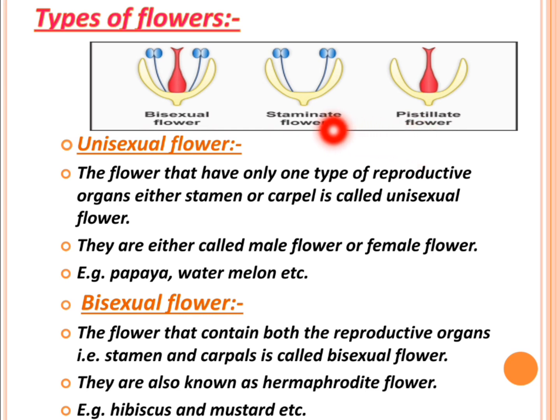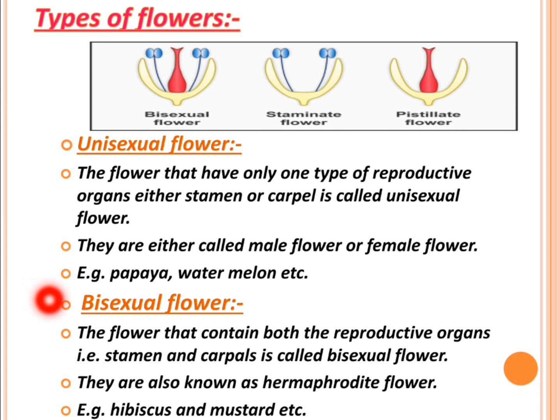If it contains only the male reproductive part, that is stamen, it is called staminate flower, and if it contains only carpel or pistil, the female reproductive part, then this flower is known as pistillate flower. So they are either called male flowers or female flowers. Examples of such type of flowers are papaya, watermelon.